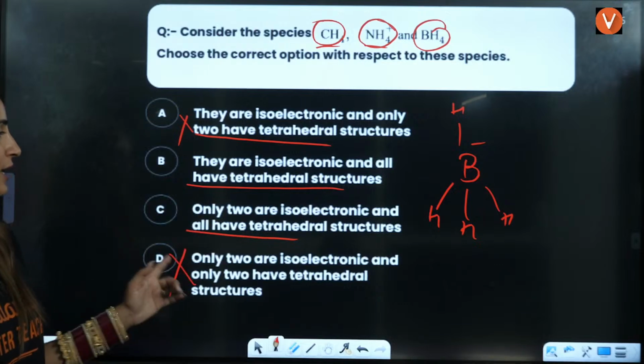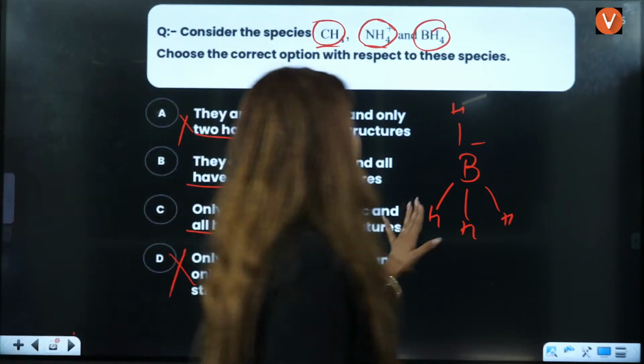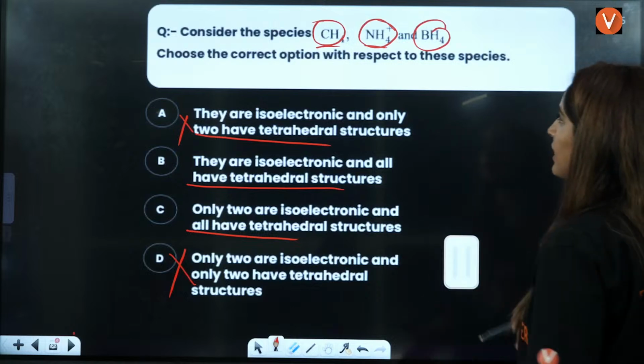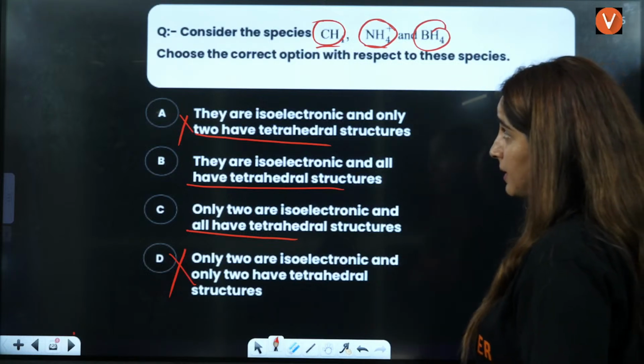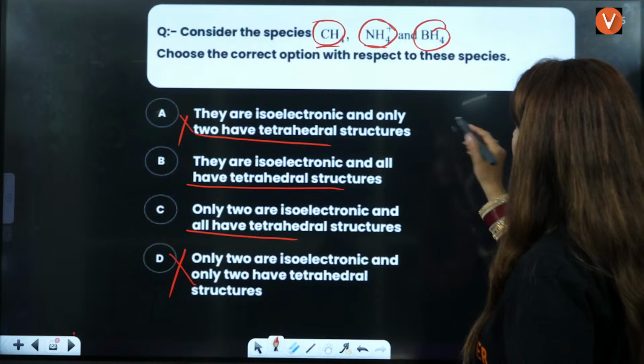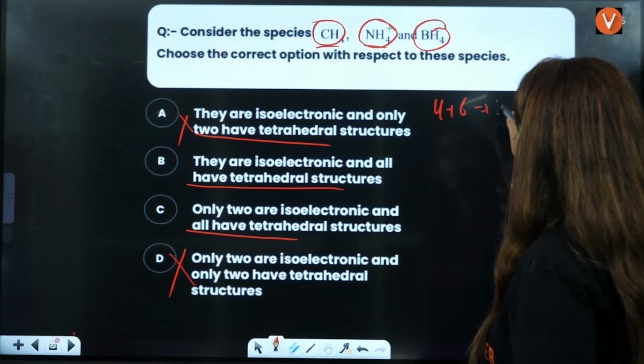All are isoelectronic or not, that you have to tell. Okay, so if you calculate the electrons here, this is 4 plus 6, that is 10 electrons.